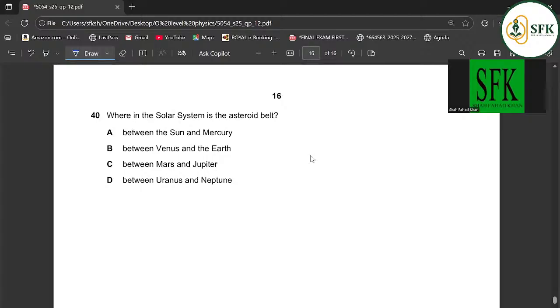There is a solar system with the asteroid belt. Between the Sun and Mercury, between Venus and Earth, between Mars and Jupiter, between Uranus and Neptune. Where is the asteroid belt? Where are asteroids present, basically? That's what they're asking. Again, it's something you need to remember: between Mars and Jupiter.